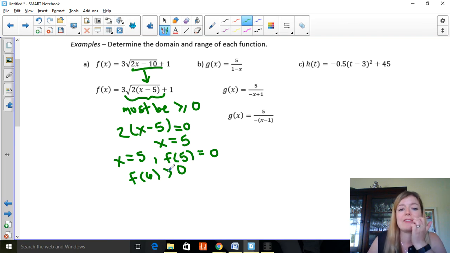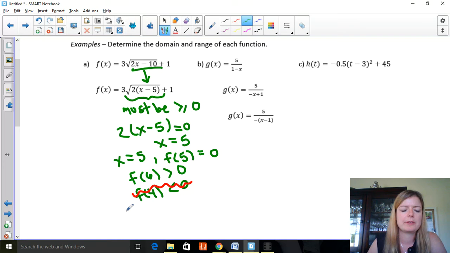Now I can check f of 4. At this point, you don't really have to, because you should be able to reason that lower than 5 will give me a negative. So 4 minus 5 is going to give me negative 1, and 2 times negative 1 is negative 2. I get a negative under the square root. Error. Does not work. We don't like you.